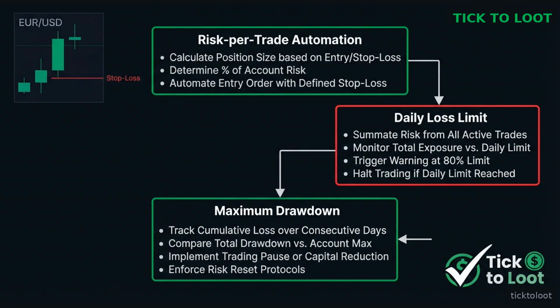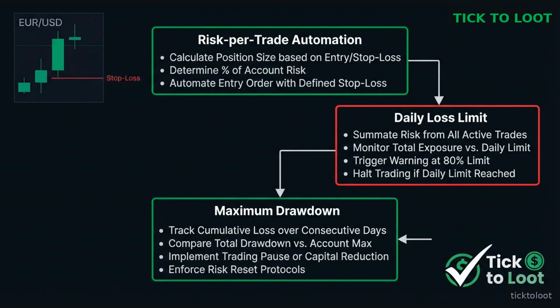In practice, after each trade, the platform logs the risk amount, updates the daily exposure total, and checks it against your predefined limits. If the daily limit is hit, a red warning appears and the new order button is disabled until the next trading day. If your cumulative loss approaches the drawdown ceiling, you receive a stronger alert, prompting you to review your strategy before proceeding. By linking the automation to these higher-level controls, you ensure that even on a losing streak, your account never erodes beyond what you are comfortable with.